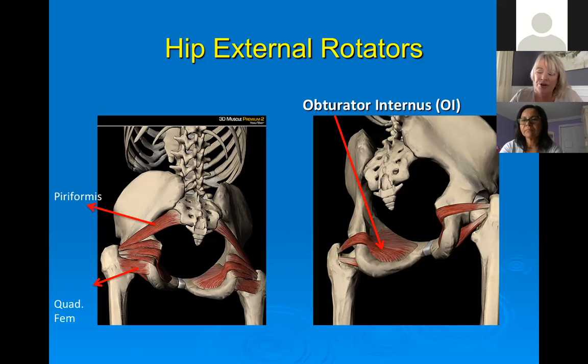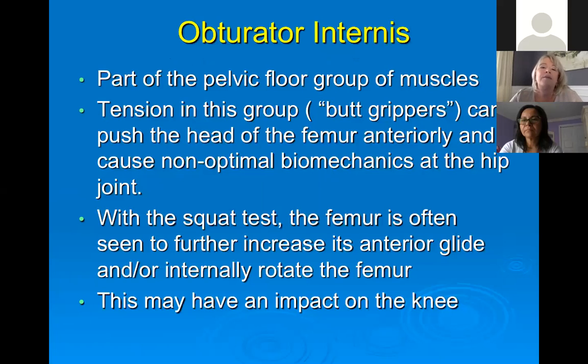So the obturator internus can be accessed. It's part of the pelvic floor group of muscles. So tension in this group, people that tend to butt grip, can push the head of the femur anteriorly and cause non-optimal biomechanics at the joint. So with the squat test, the femur is seen to further increase its anterior glide and or internally rotate the femur. This might have an impact on the knee, okay?